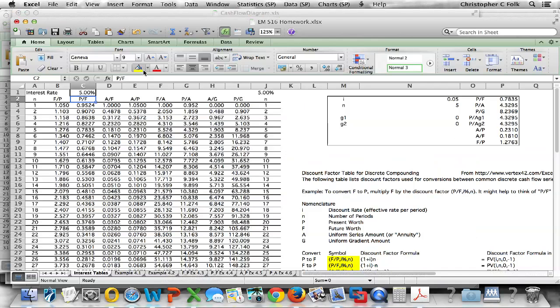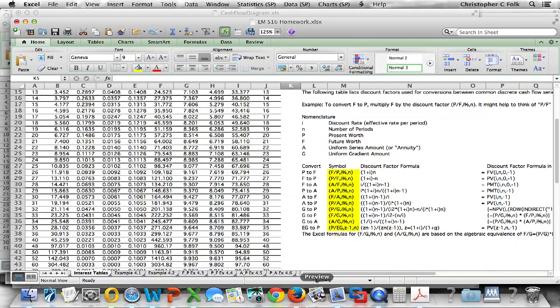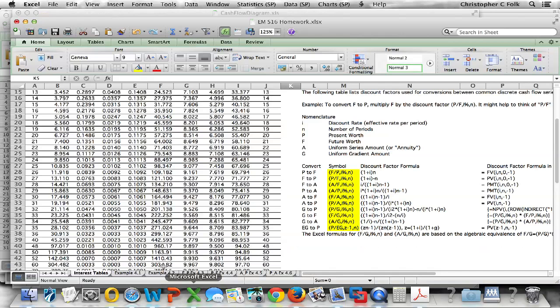Back to my spreadsheet. Change this back to 10%. Control Z. I wrote it down on the Blackboard page right here: here's a handy file that can be used to emulate any of the interest tables listed in the text. Make sure not to save any changes that you make to the file after using it. So when you're done with this file, don't save it at all. Because if you change some stuff, you may not know exactly what you changed, and that may not function correctly.